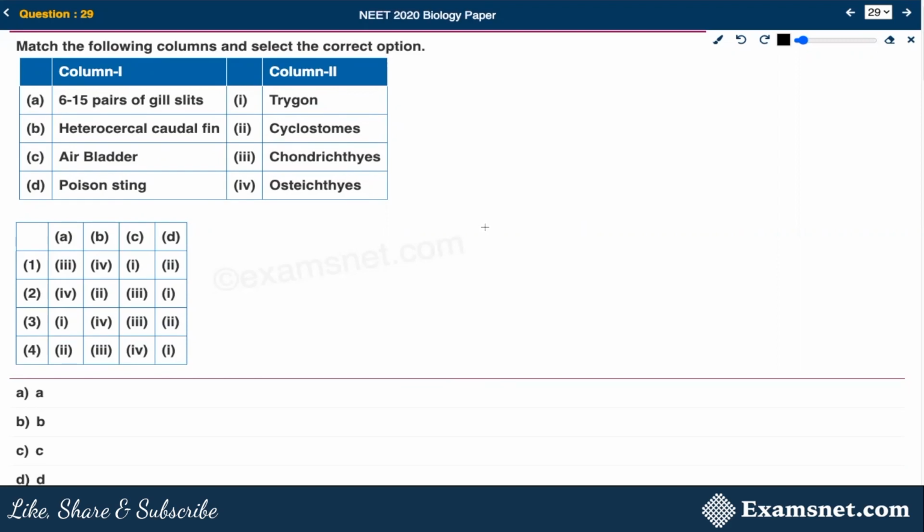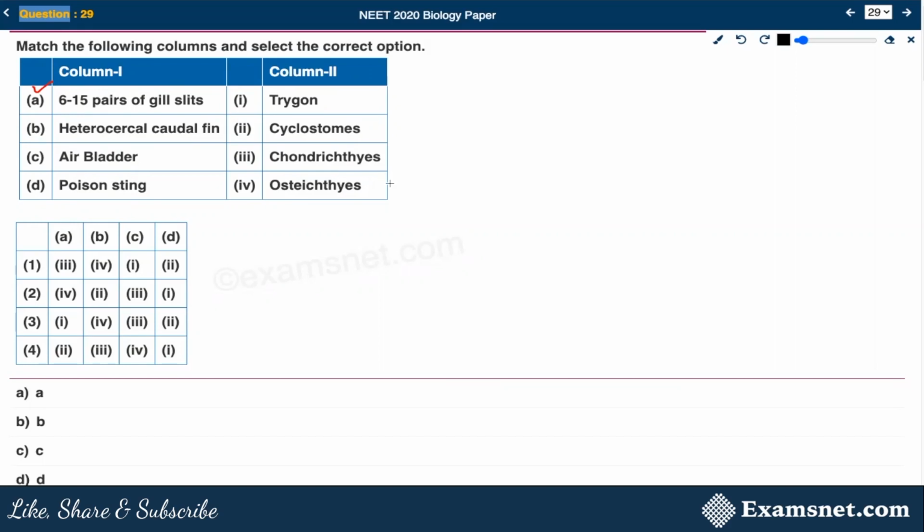Now, if we look into the questions, the first option in column first says 6 to 15 pairs of gill slits. All right. Out of all the options that you can see, 6 to 15 pairs of gill slits matches up with cyclostomes actually. So gill slits are found in the cyclostomes. All right.